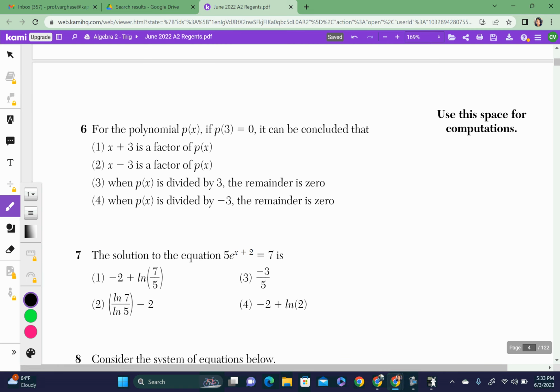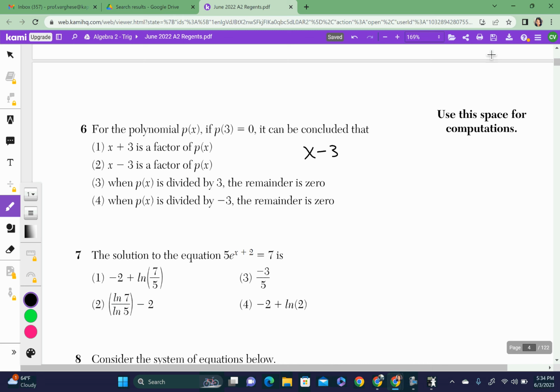All right, question number 6, polynomial. Okay, so we talked a little bit about this with the remainder theorem. So if p of 3 equals 0, it can be concluded that. So remember, you're taking the opposite of what's here. So the opposite of 3 is negative 3, and that's going to be the factor.